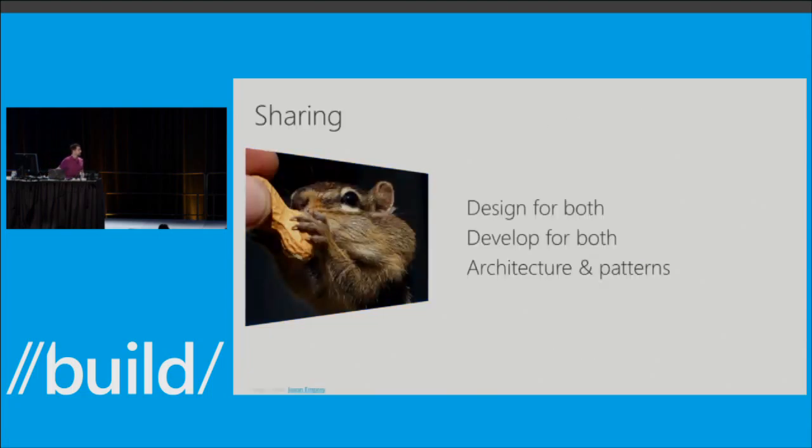So this talk is about sharing code. We're going to break it up into 3 parts. First, designing for both. There are design considerations to talk about. Design is not just a visual look, but how it works and how it operates, the information architecture, and the way people use it. We want to talk about that.